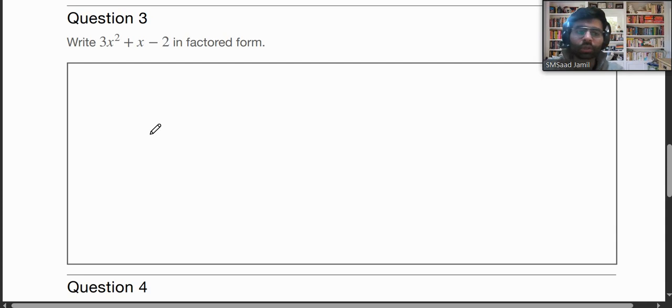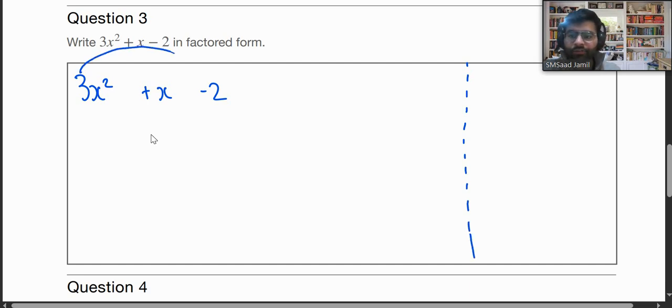For those of you who are confused how we select numbers, listen to what I am saying carefully. So 3x² + x - 2. Again, make a line over here. Multiply 3 with -2, you get -6. And over here we have +x, which means +1.